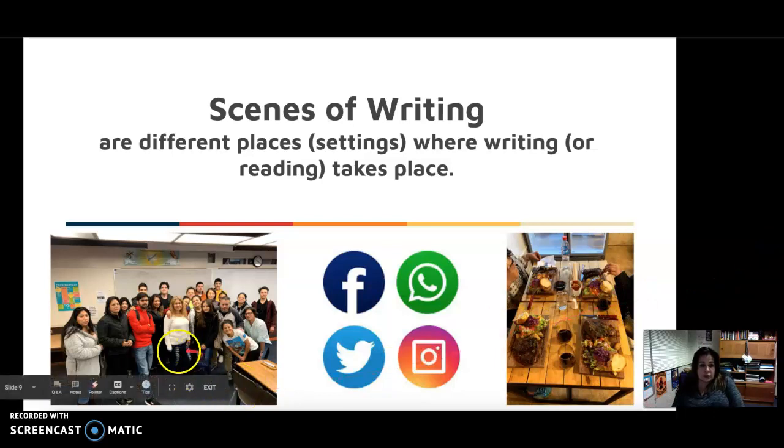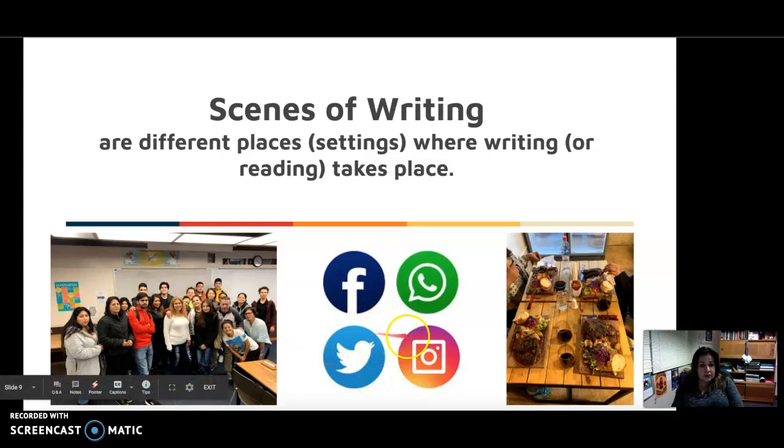So in a classroom, there are different examples of writing that happen. So a classroom is a scene of writing. You're going to be writing essays. You're going to be taking notes. Those are all different examples of writing that happen in the scene of a classroom.